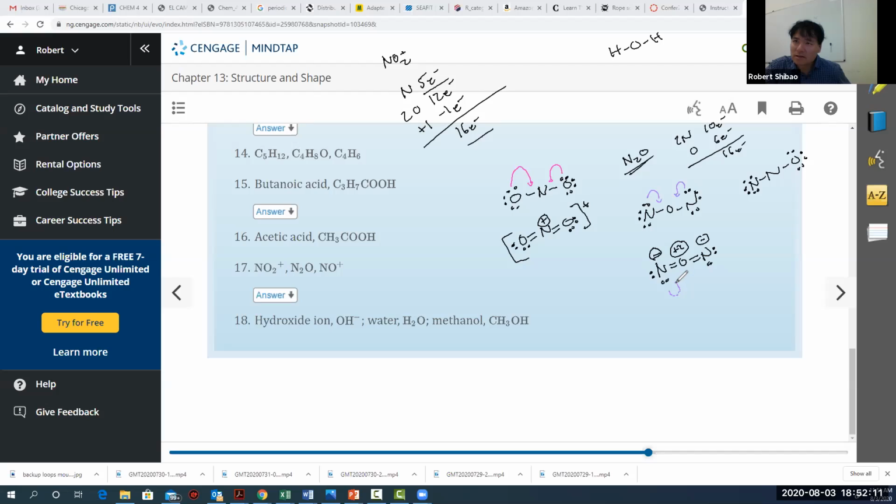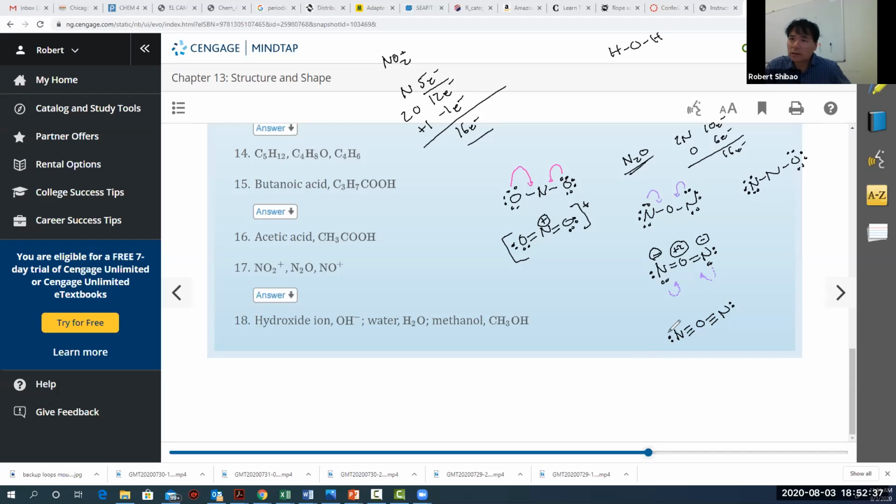Rather than having this as a lone pair, we'll try to share these. If we try to share these, then what we're going to see is this happen, where we can get rid of the formal charge. Like this.